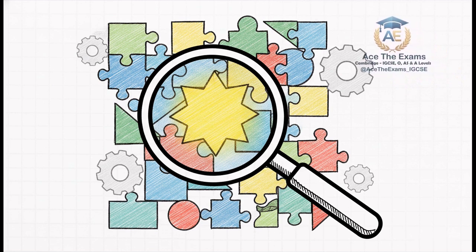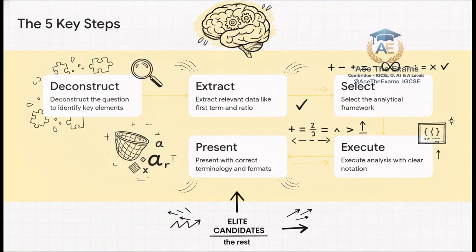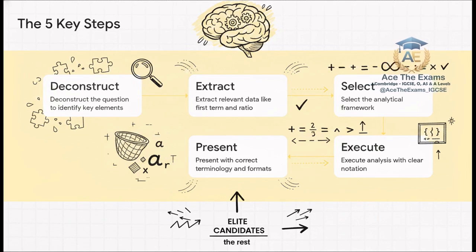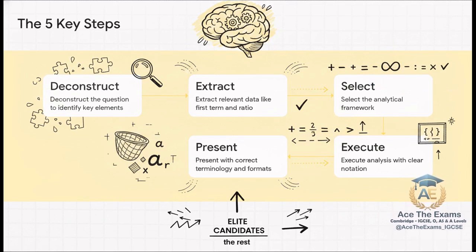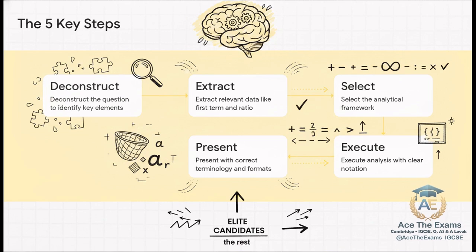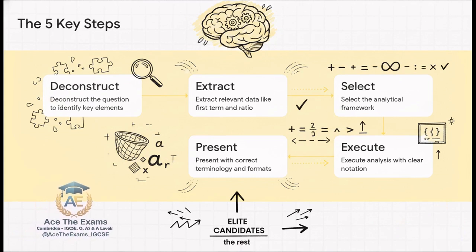Think of this as your most important diagnostic tool. Section 2. The procedural framework. Okay. By rigidly following these 5 steps, you completely eliminate careless formatting errors. First, deconstruct the question to identify the key elements. Second, extract the relevant data. Go find your a and your r. Third, select the analytical framework, meaning confirm it's actually a convergent series. Fourth, execute your analysis with super clear step-by-step working. And finally, present the final answer with the correct terminology and format.